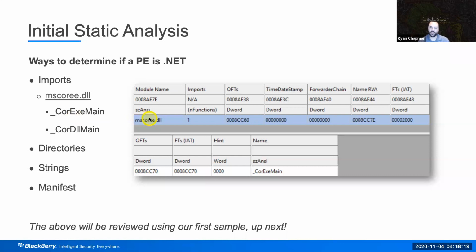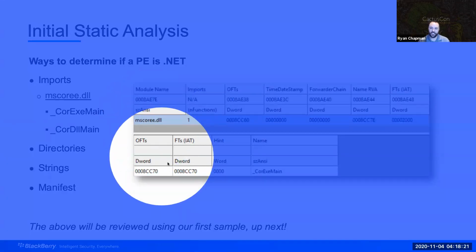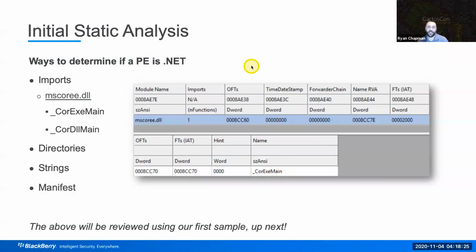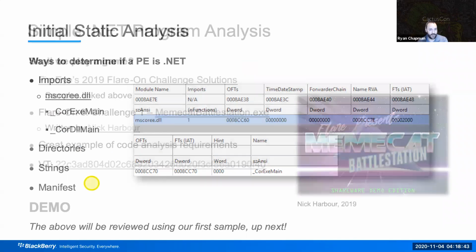Here's an example in a tool called CFF Explorer of just that, with one of the samples we're going to be looking at. So if your import address table just has mscoree.dll, that's a pretty big heads up that you're probably dealing with .NET. There are also directories, string methods, and you can pull the manifest, which comes with your compiled assemblies, all kinds of fun stuff, and we're going to get into it right now.